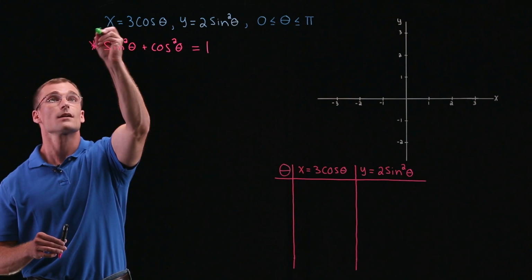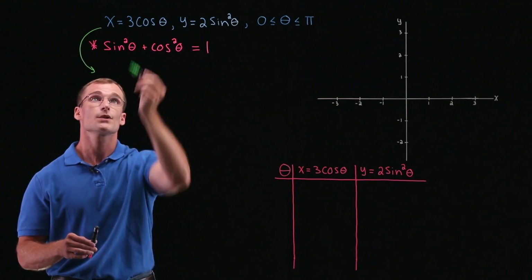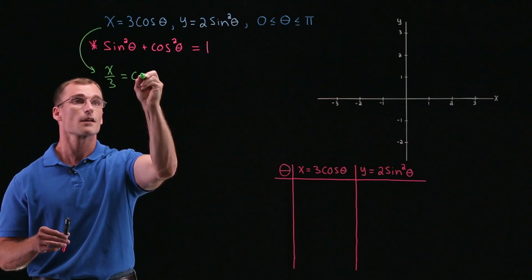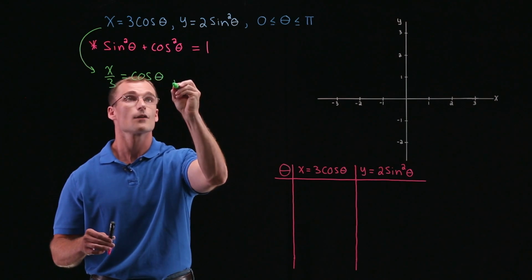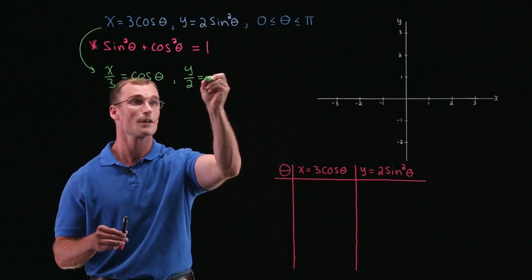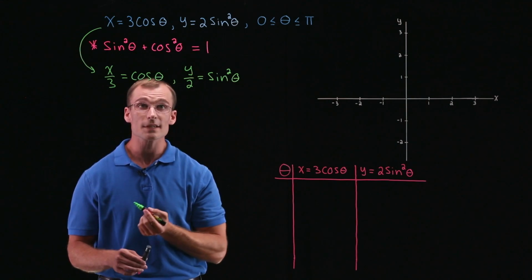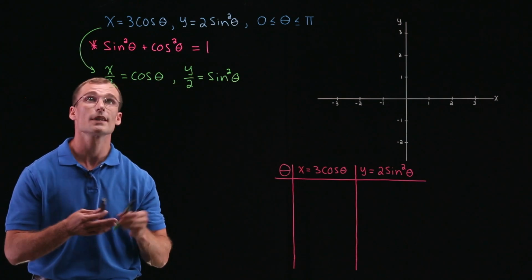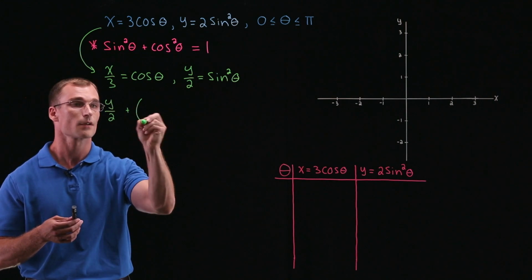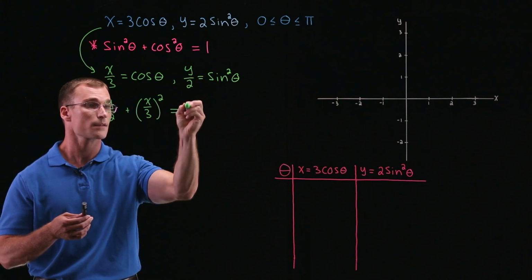Now, how can we make use of that? Let's first solve each of these equations for the trig function part. With x equal to 3 cosine theta, if we divide both sides by 3, x over 3 is equal to cosine theta. And for y equal to 2 sine squared theta, if we divide both sides by 2, we have y over 2 equal to sine squared theta. Now we can plug both of these into our identity to get an equation in terms of x and y. So we'll have y over 2 in for sine squared plus cosine squared, well, cosine is x over 3, so x over 3 quantity squared, and that's equal to 1.